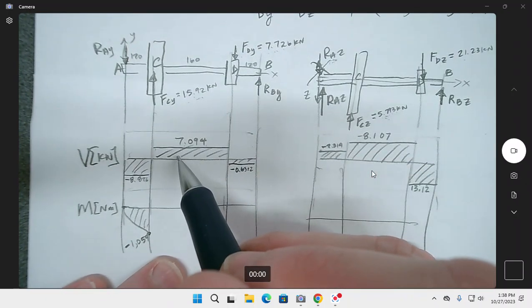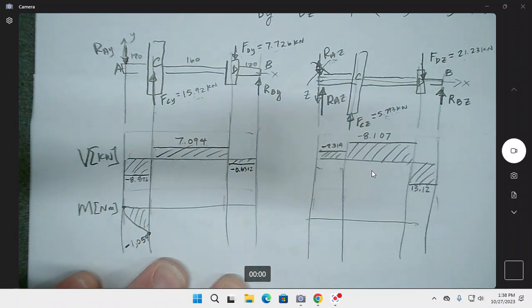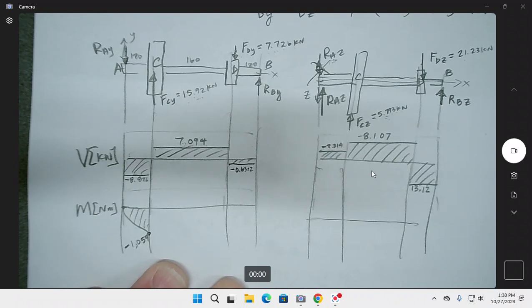Now we're going to add to that 7.094 times 160. Oops, damn it. I hit the wrong button. I don't have an undo. Be a nice feature to have if I wasn't using such an old calculator. Stop.